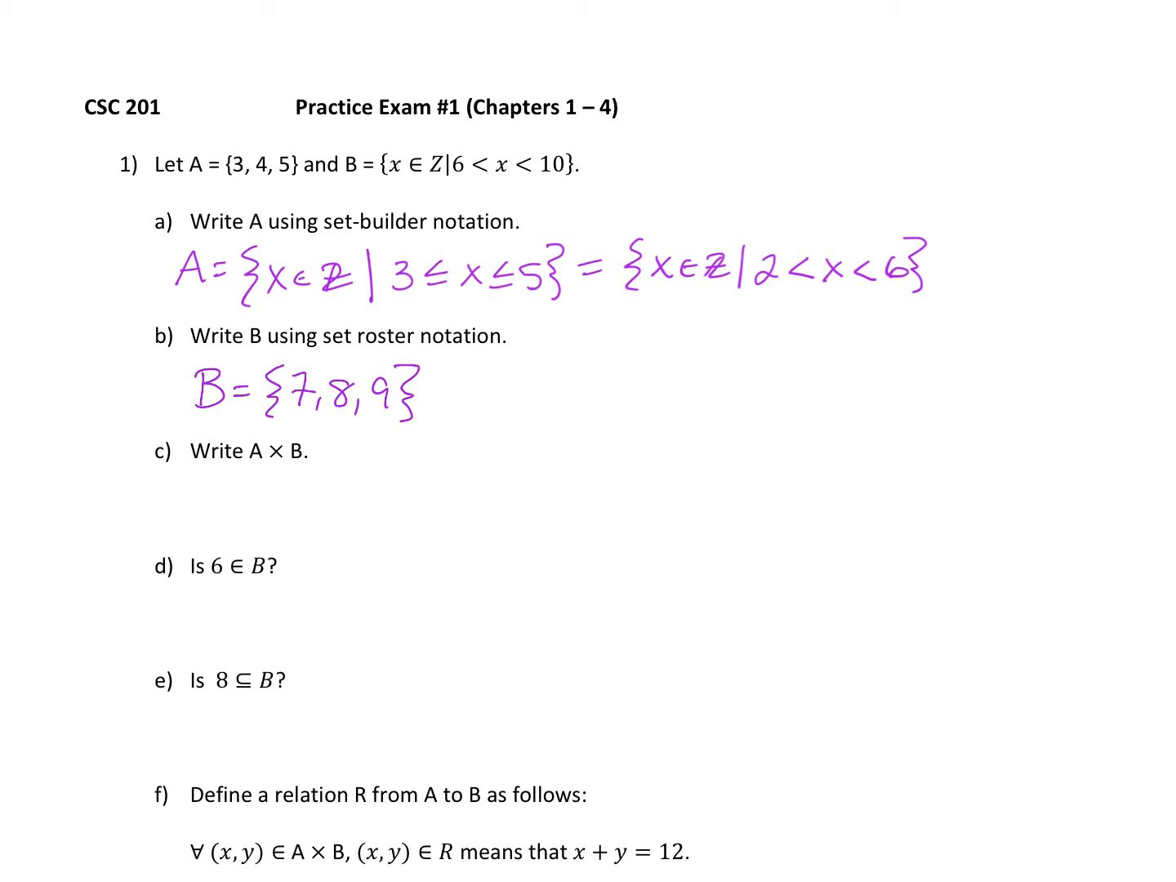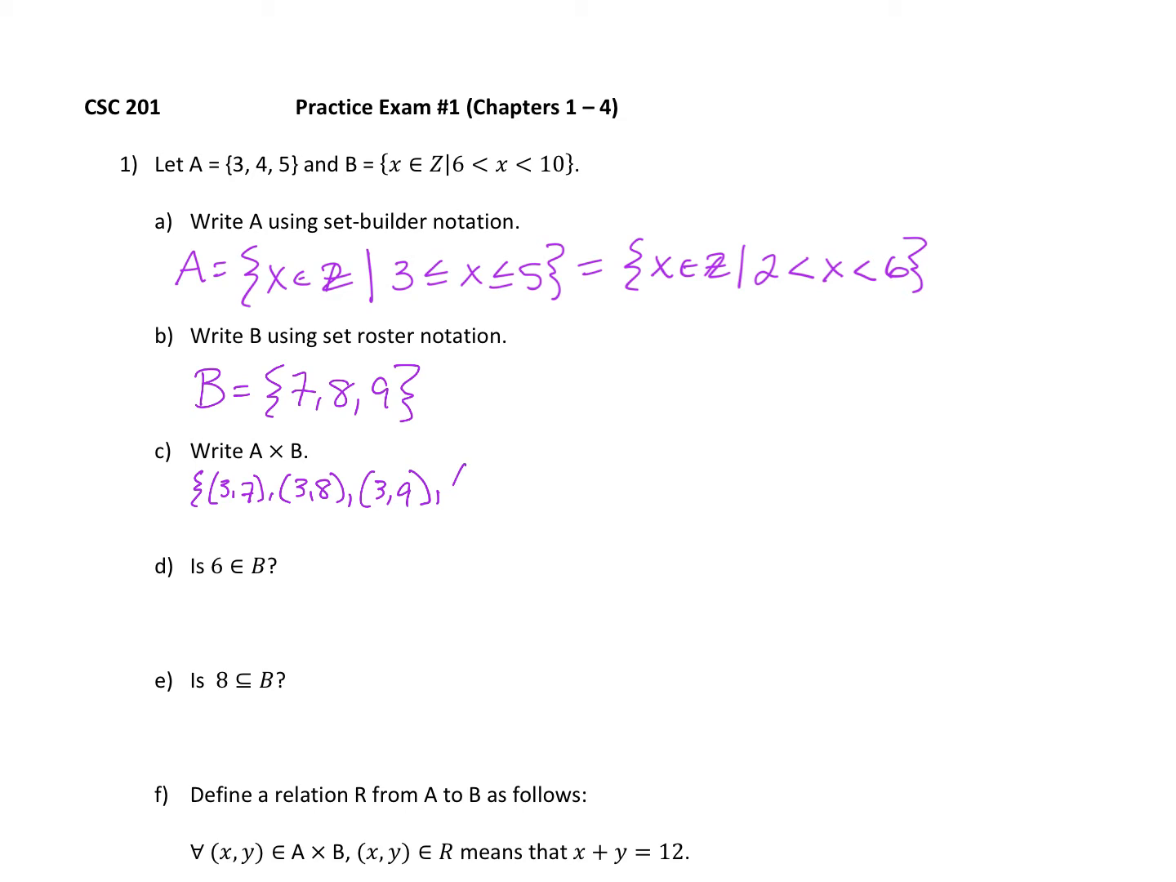A cross B means we create all the possible ordered pairs between A and B. So from 3, 4, 5 to 7, 8, 9. So you have to pair every element of A with every element of B. So we could have 3, 7, 3, 8, or 3, 9. Those are all the ways you can pair 3 with an element from B.